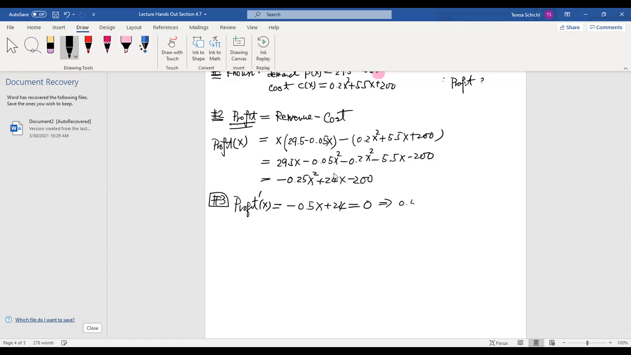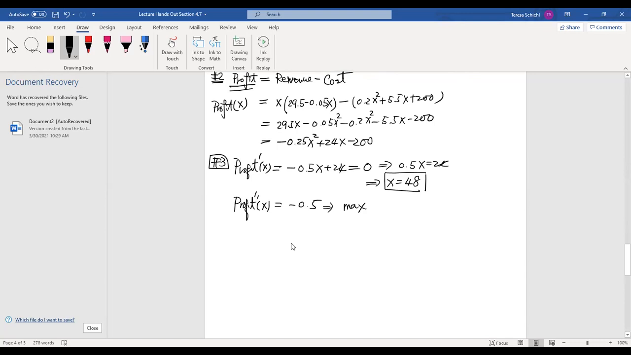So you will get 0.5x equal to 24. So what is your x? x is 48, right? So that means if you sell 48 liters, you will get the maximum. Why? Because if you take the double derivative of the profit, it will give you negative 0.5. So by the second derivative test, this is concave down, so it will give you a max value here.